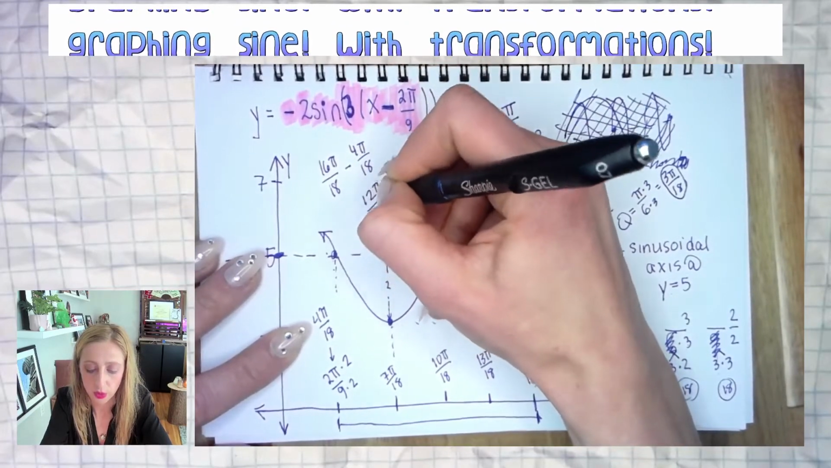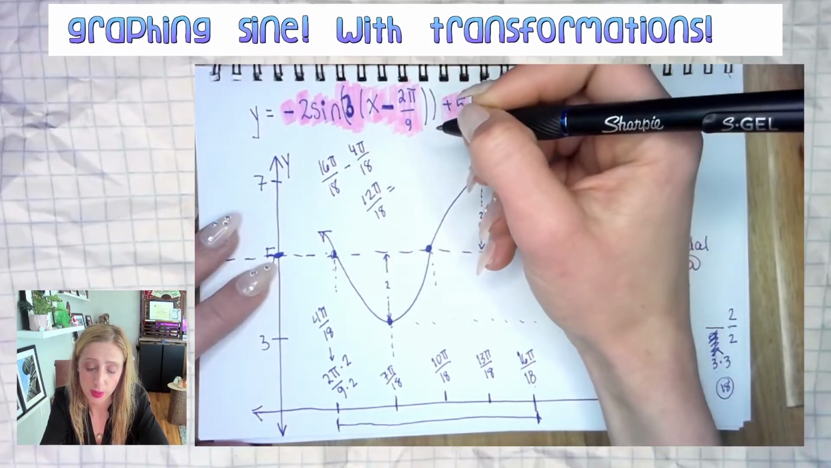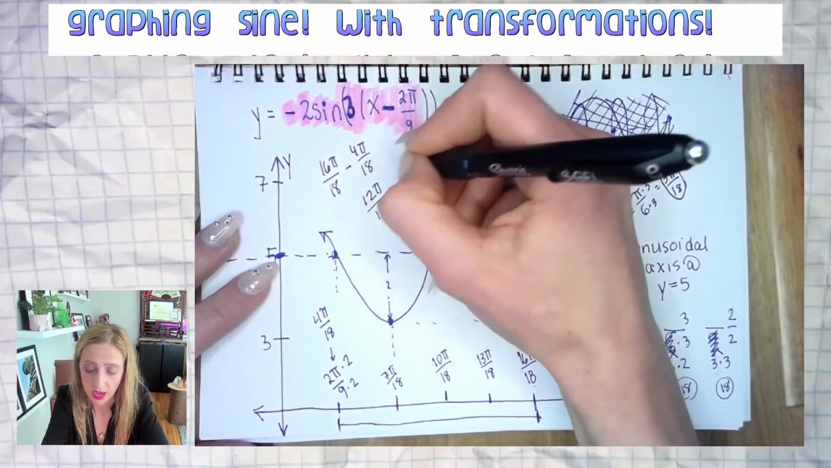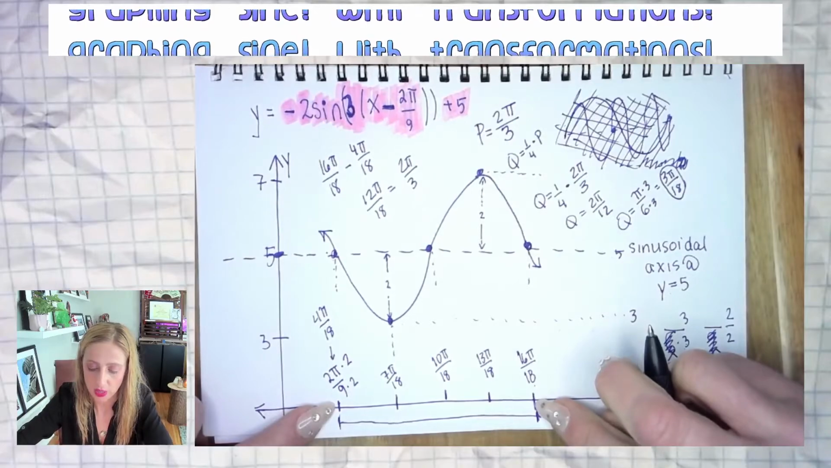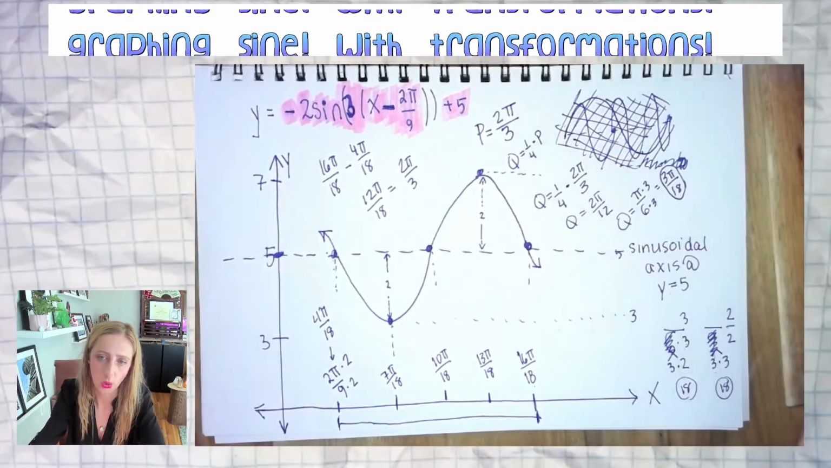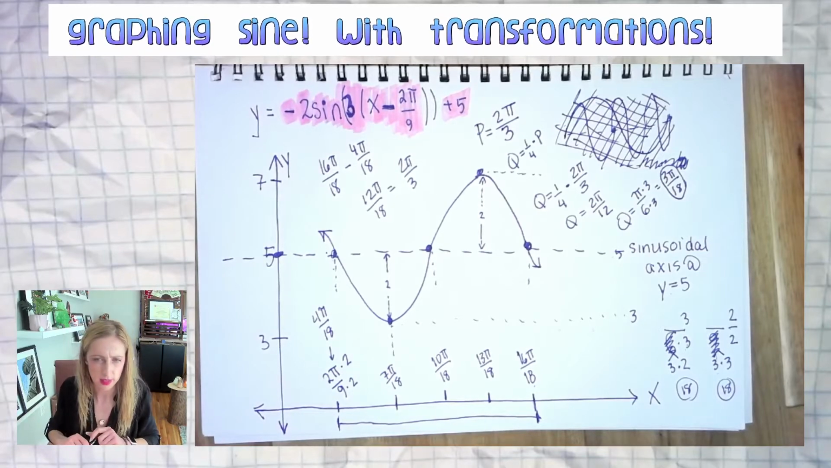We're going to reduce that a little bit. 12 and 18, they both reduce by what? 6. And I get 2 pi over 3. Well, that should equal the period. And it does. Winner, winner, chicken dinner. We are good to go. And that is the end of the example.